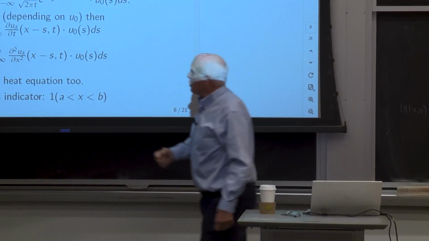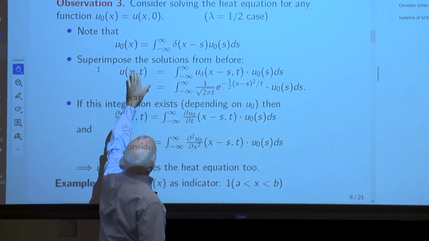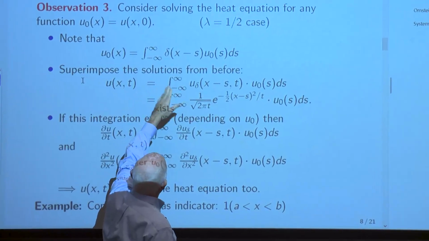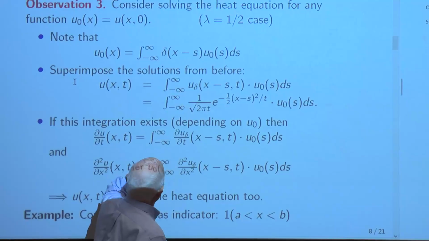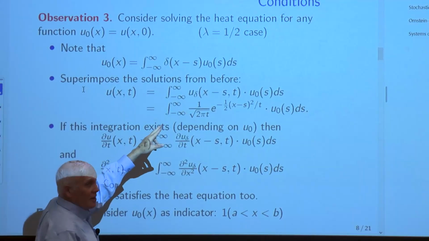But what's important here is to see that we have this u naught of x equal to this sum of the Dirac deltas multiplied by the u naught of s value.